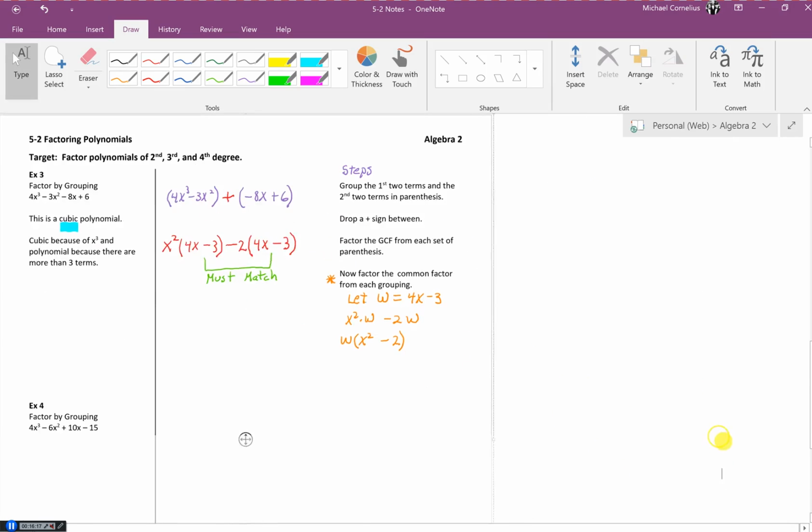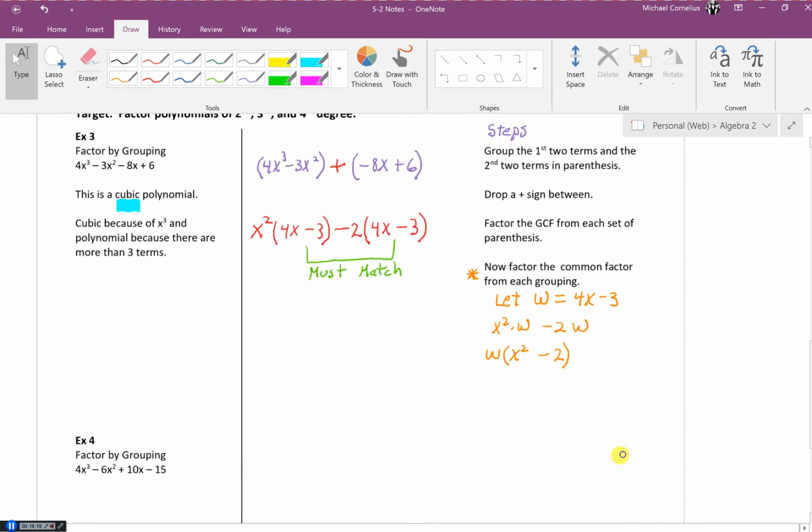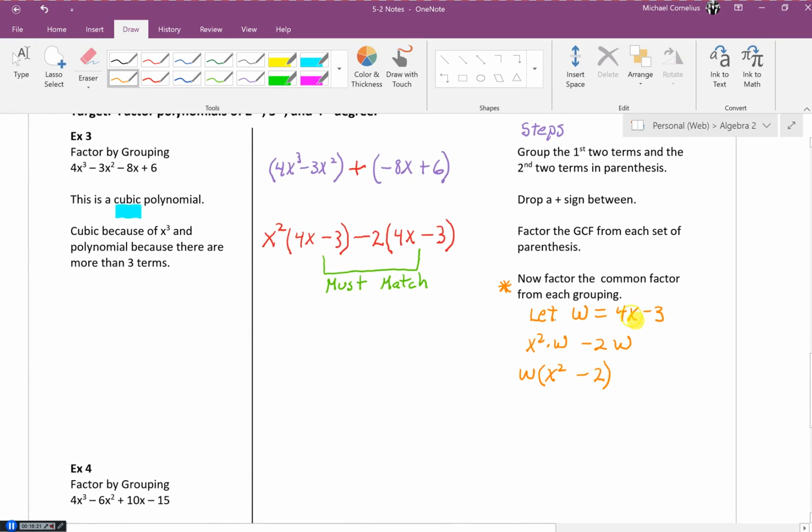But when I get all done with this, I have to make sure that instead of w, I put the 4x minus 3 back in. So I would put the 4x minus 3 back in, and I would have 4x minus 3 times x squared minus 2.